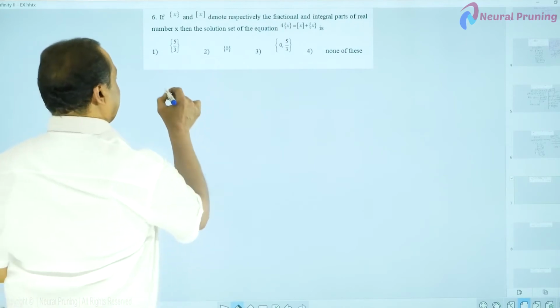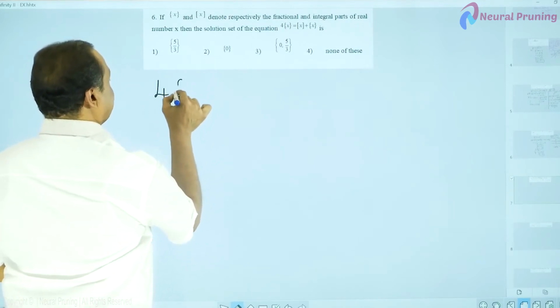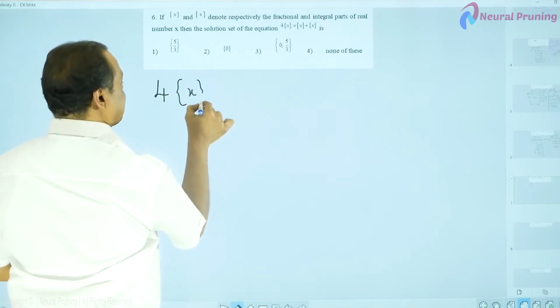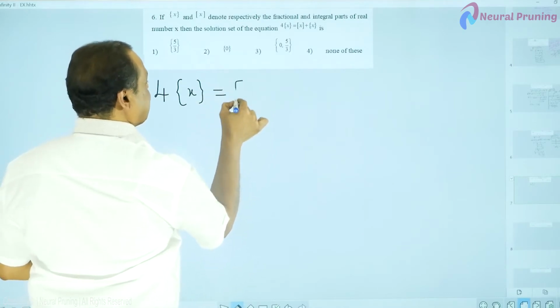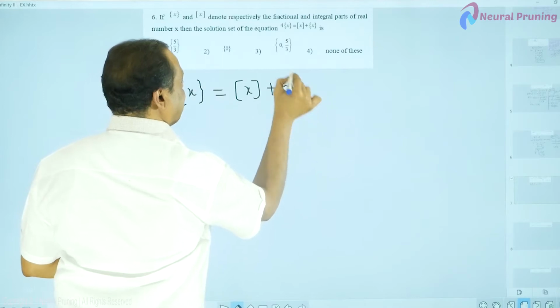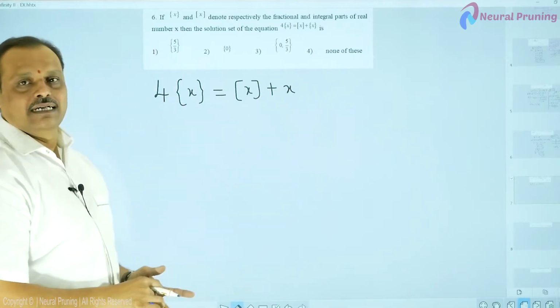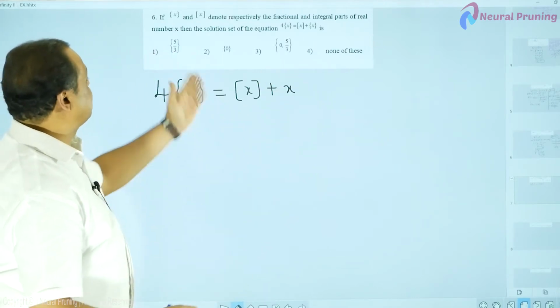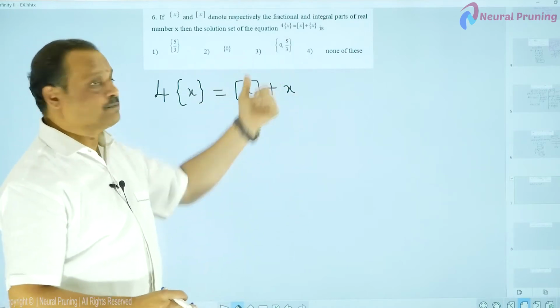I am expected to find the solution of 4 times the fractional part of x, equal to the greatest integer function of x plus the x value. I want to solve this one. What are the values of x that satisfy this equation?